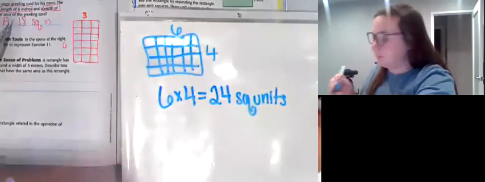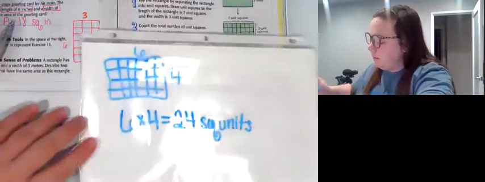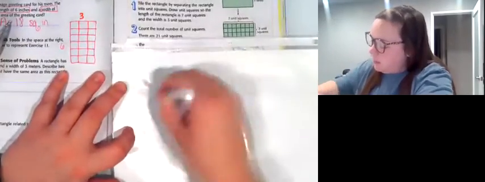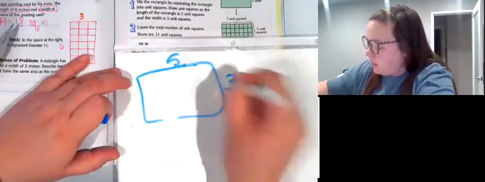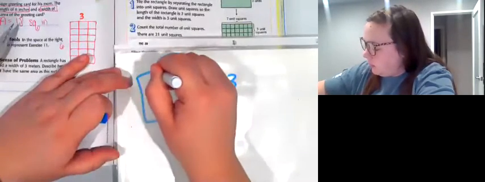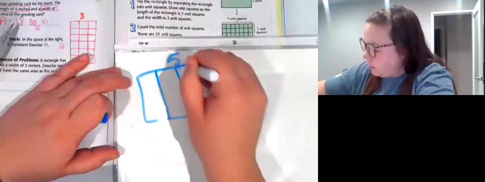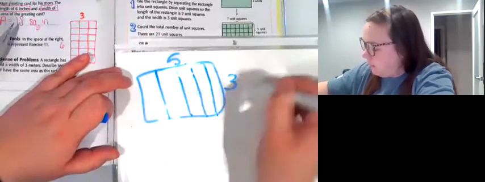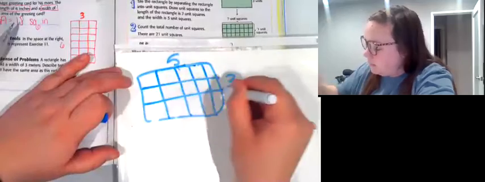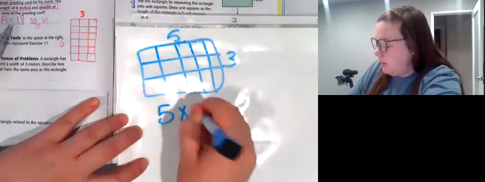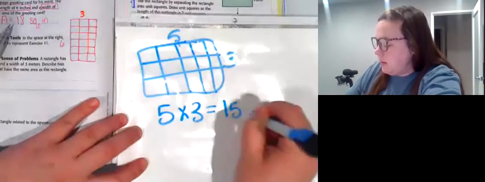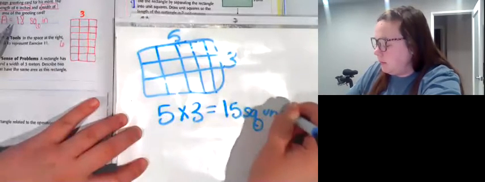Okay. Next, we have number 2, we have a 5 by 3. And we can do the same method of drawing 5, 3. So I'll do 1, 2, 3, 4 lines to make 5, and 2 lines across to make 3 rows. And then we can do 5 times 3, which equals 15 square units.